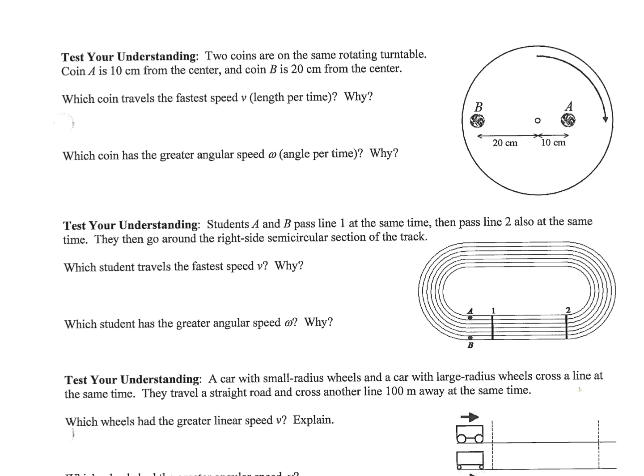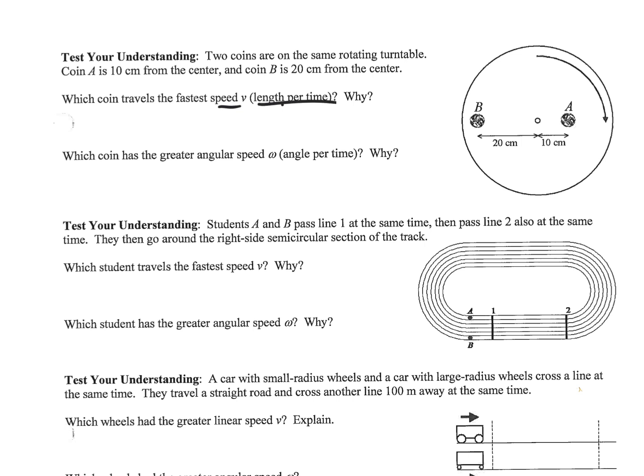To test your understanding, you have two coins that are on the same rotating turntable. All right, you've got to remember what's going on. One is 10 centimeters from the center, the other is 20 centimeters from the center. Which coin travels faster in speed? In other words, length per time.